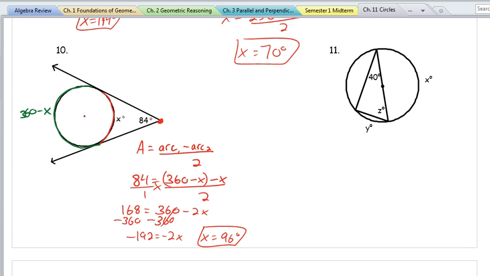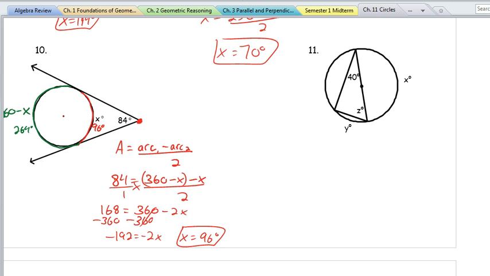Again, you can self-check these answers very quickly just by plugging back in. See what happens if you have this is 96, and then 360 minus 96 would be what? 264 degrees. So you could check that really quickly by doing 264 minus 96 divided by 2, and you'd get back to 84.